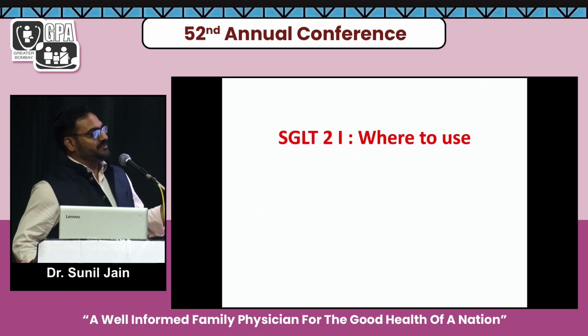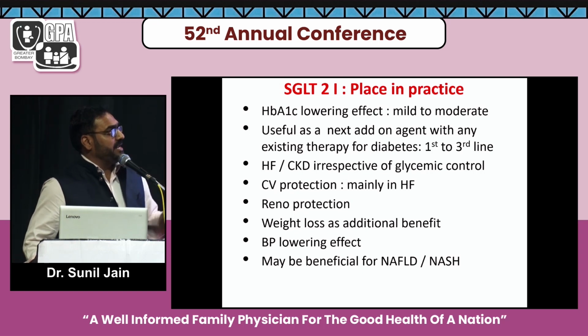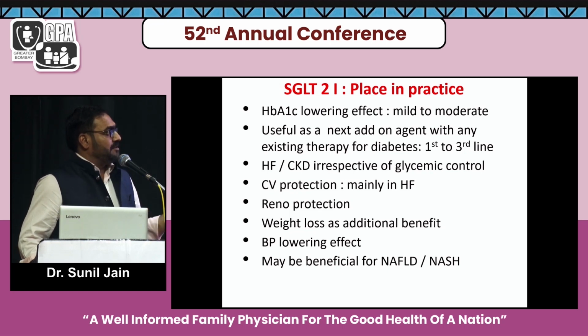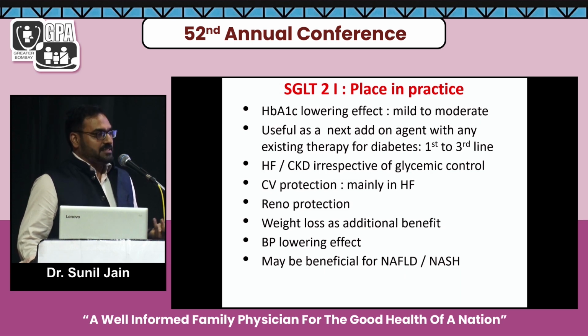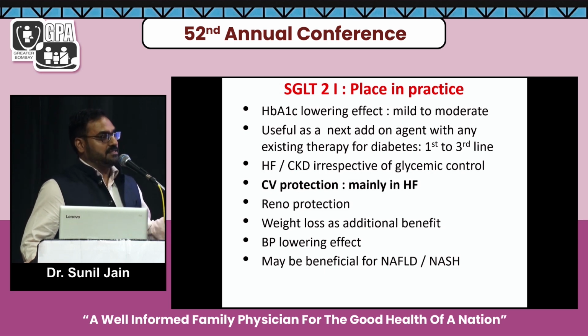So where to use, which is more important? These are the ones which we have placed in practice. HbA1c lowering effect is mild to moderate, useful as a next add-on agent with an existing therapy for a diabetic, first to third line. Heart failure and chronic kidney disease, irrespective of glycemic control. CV protection, mainly in heart failure. Renal protection. Weight loss is an additional benefit. The BP lowering effect may be beneficial for NAFLD or NASH. CV protection is mainly in heart failure, where it is used.